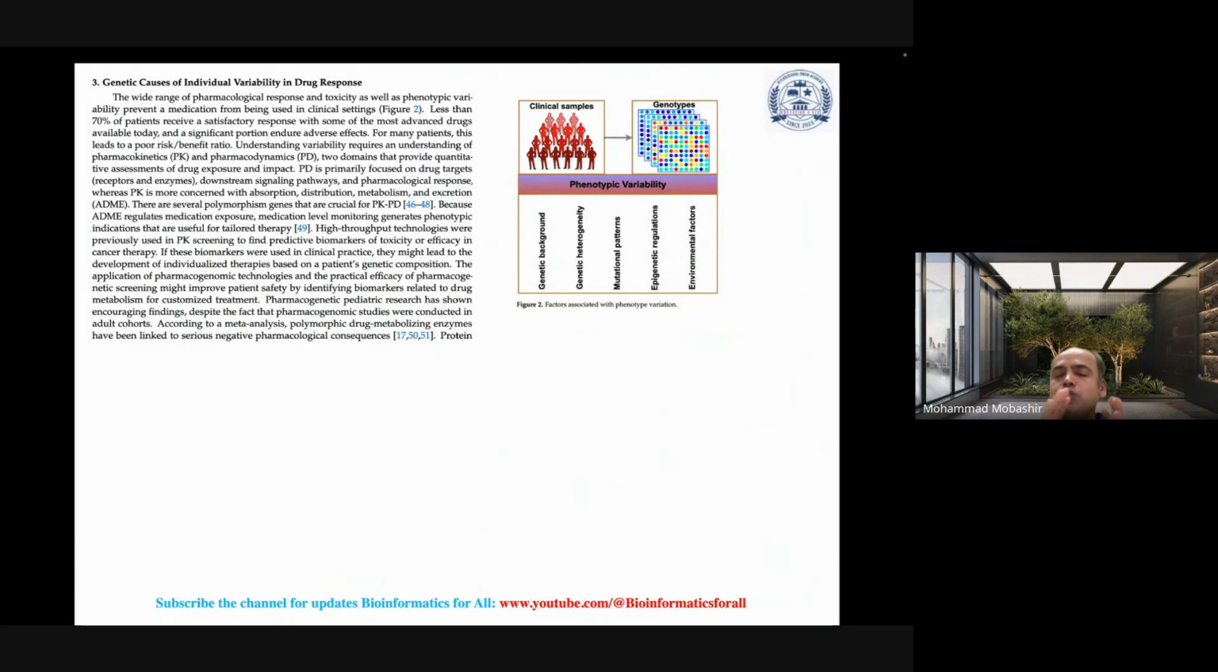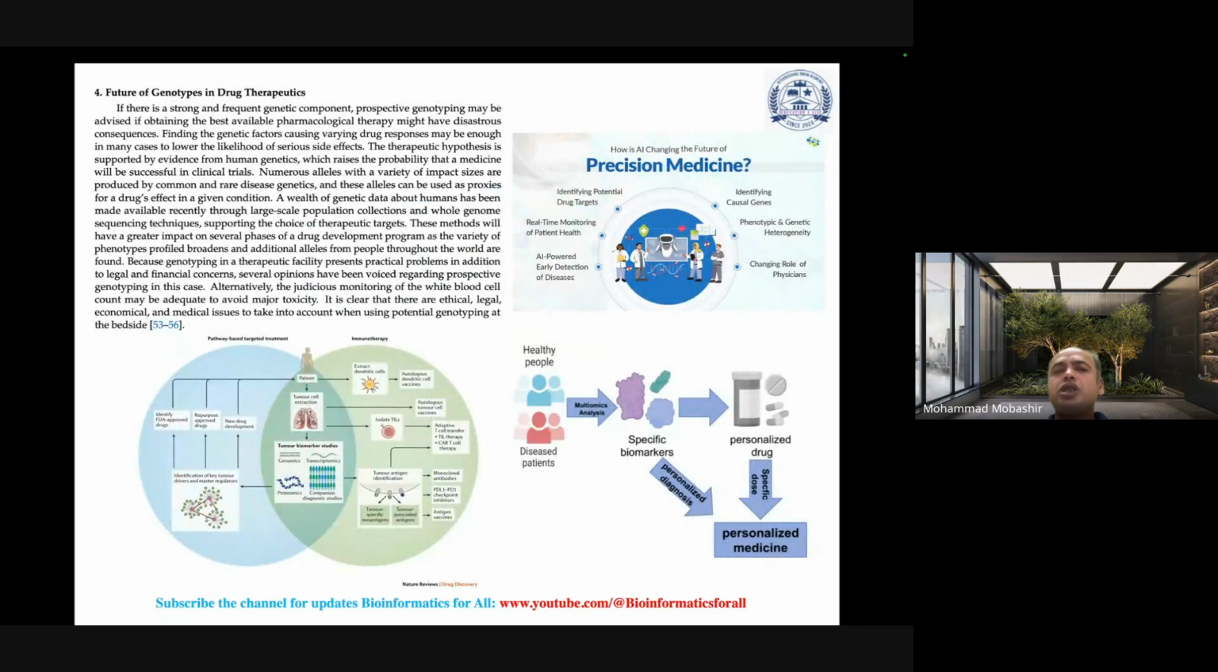So how will the drug response be after the treatment with a specific drug in the case of cancer? Look for genetic background, genetic heterogeneity, mutational patterns, epigenetic regulations, and environmental factors. These are the main factors which you need to understand.